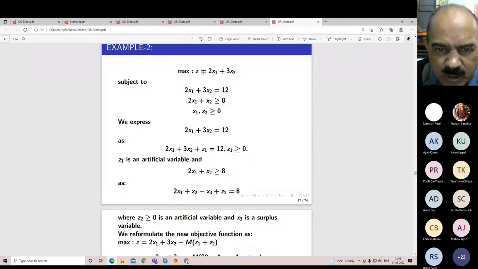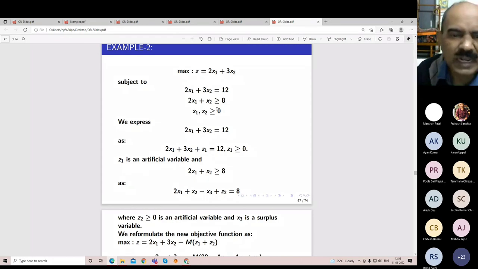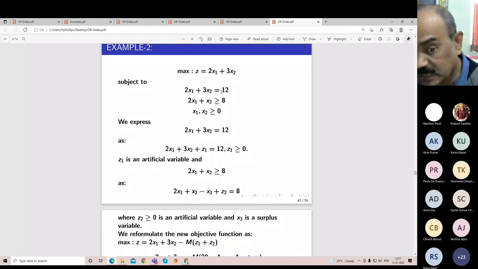Maximize z equal to 2x1 plus 3x2, subject to 2x1 plus 3x2 equal to 12, 2x1 plus x2 greater than or equal to 8, and x1, x2 are non-negative. I have told you, whenever there is an equality constraint, where the right hand side is positive, we introduce artificial variables. When there is a greater than or equal type constraint, we introduce a surplus variable and an artificial variable. So how many artificial variables are needed in this problem?